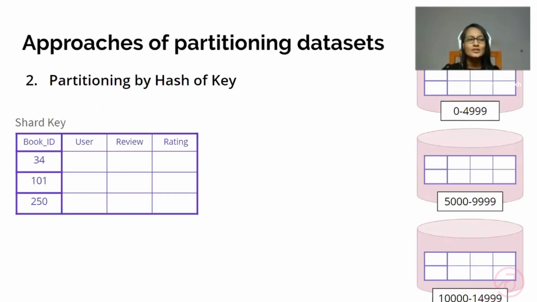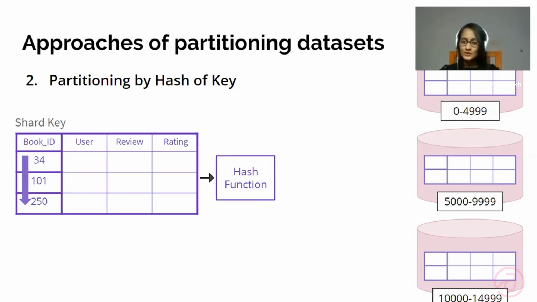Next, we'll see partitioning by hash of key. Here, similarly, we choose a shard key, and we take a hash function, which takes skewed data and makes it uniformly distributed. Next, instead of the range of keys, you assign each partition the range of hashes rather than the range of keys.